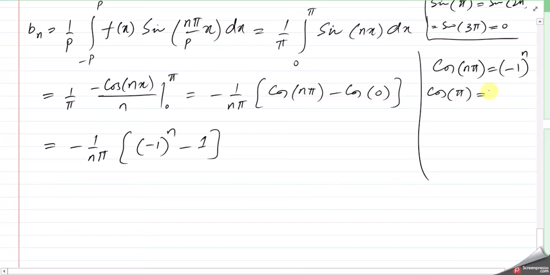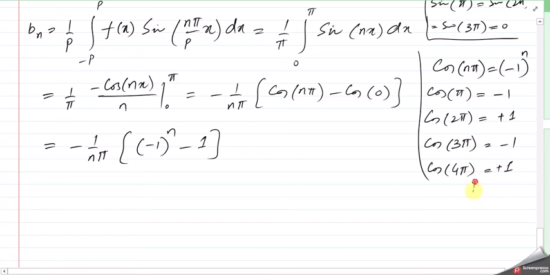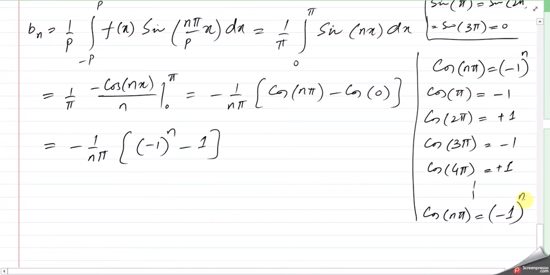Cos pi is minus 1. Cos 2 pi is plus 1. Cos 3 pi is again minus 1. Cos 4 pi is again plus 1. As you can see very clearly from here, cos n pi is minus 1 power n. So when n is 1, the answer is minus 1. When n is 2, the answer is plus 1. If n is 3, again minus 1, and so on. So that is another result which we can remember.